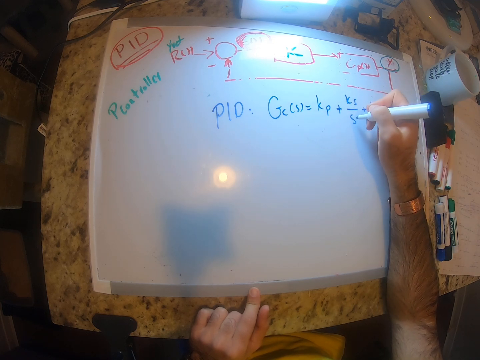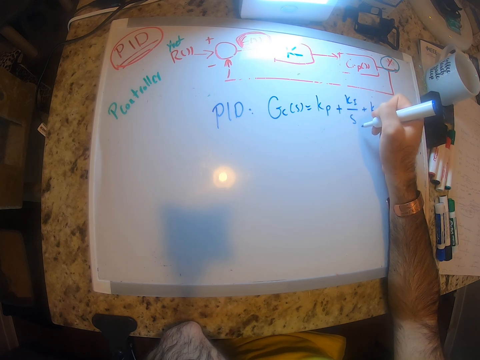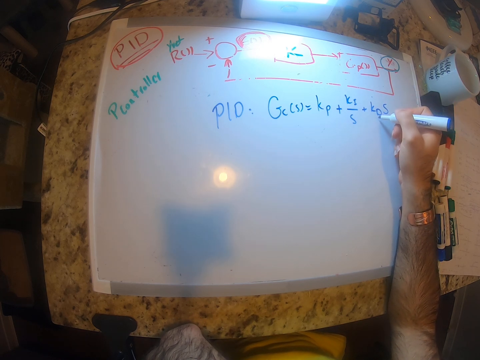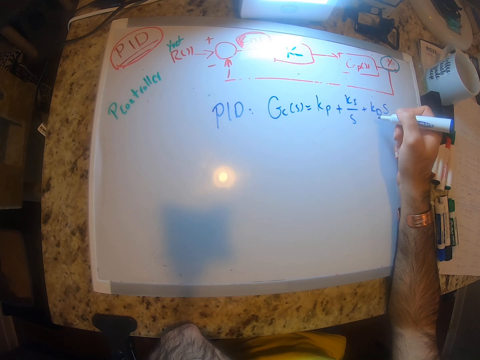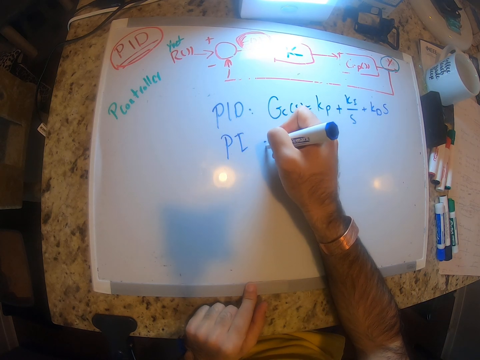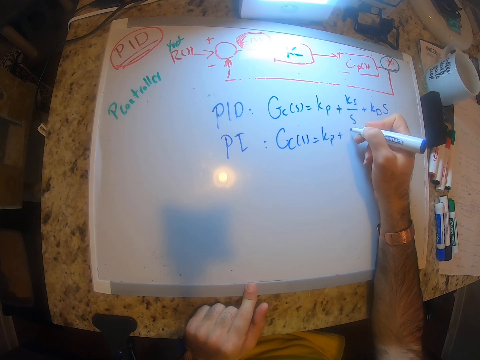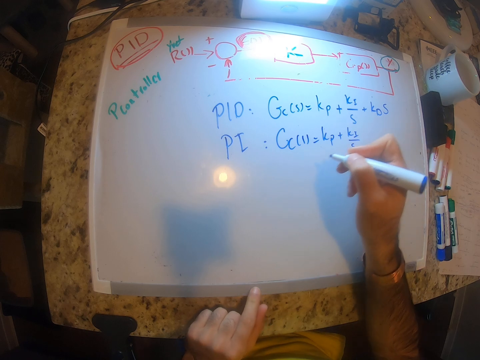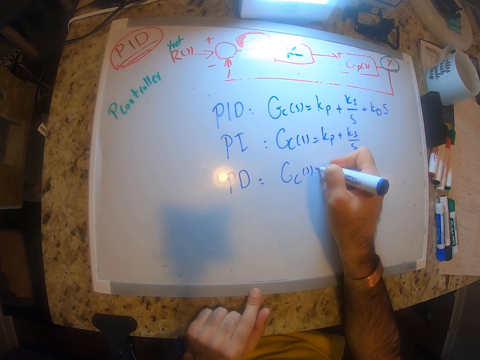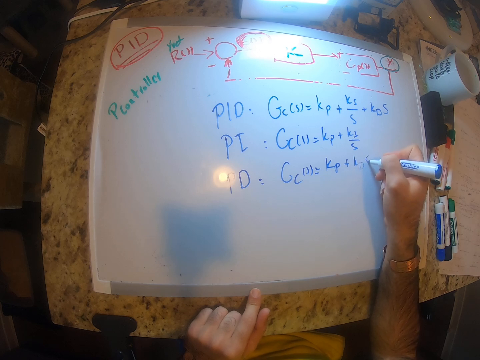Okay, so this is an integral term. You remember that the Laplace transform of an integral function is 1 over s times the Laplace transform of that function, and the derivative is s times the Laplace transform of that function. For PI, it would be simply only the proportional term and the integral term, and for PD would be just the proportional term and the derivative term. Okay.